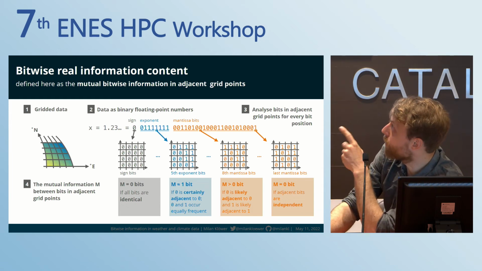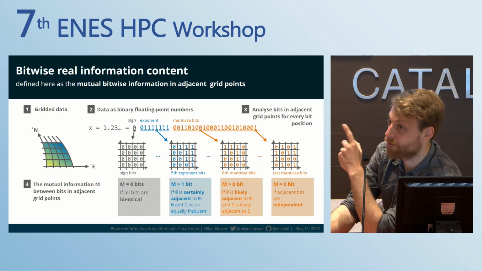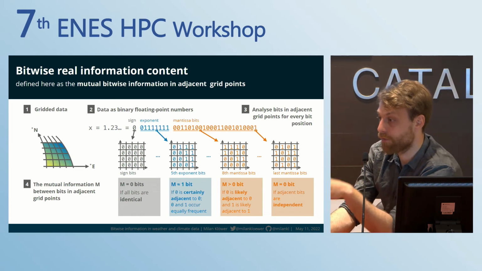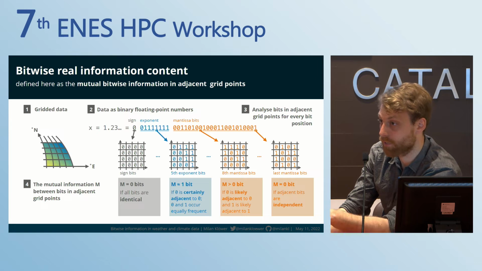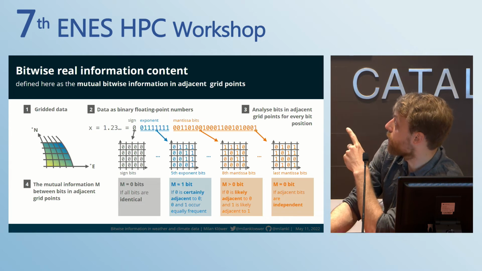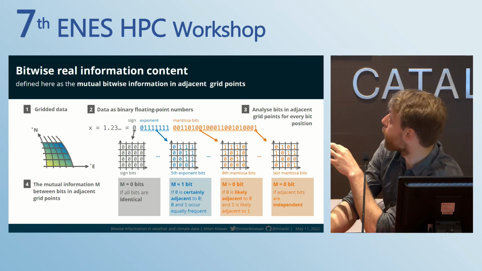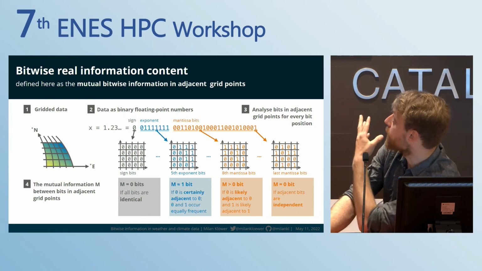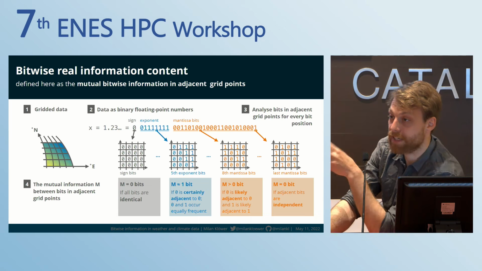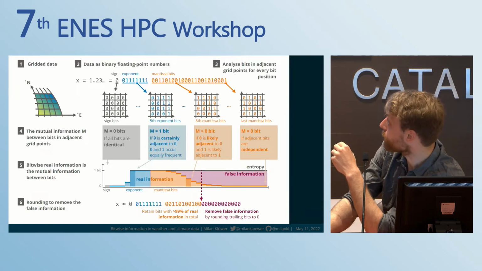And so we define the bitwise real information content as the mutual information in bits between adjacent grid points. So really asking the question, if you know the bit in a given grid point, in a given bit position, how much does that tell you about the bits around it? And so, for example, for the exponent bits, you may end up in a situation where if you know it's zero, you know that the surrounding bits are also zero. Whereas then basically towards the trailing end of these bits, you end up in the situation where they're basically independent, and this is what we then basically classify as false information.